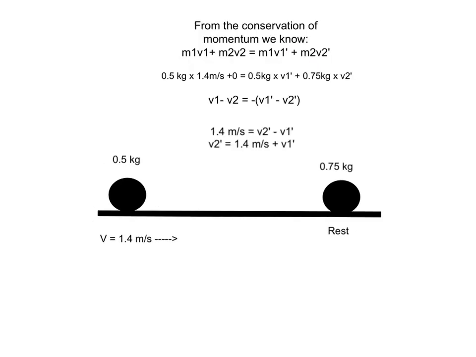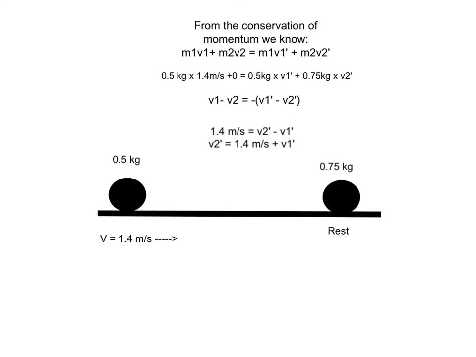So we start with the conservation of momentum, which says that the momentum of sphere 1 before the collision plus the momentum of sphere 2 before the collision is equal to the momentum of sphere 1 after the collision plus the momentum of sphere 2 after the collision.